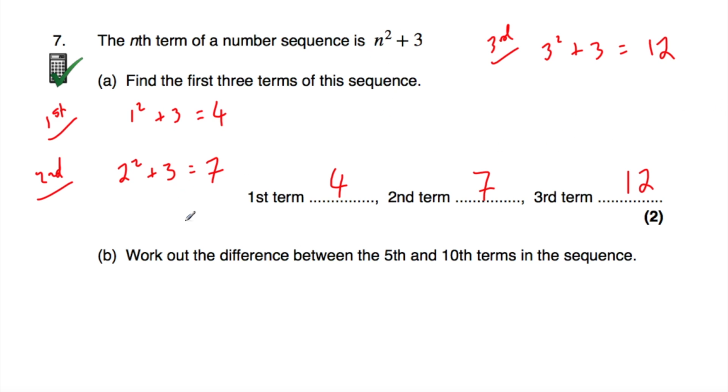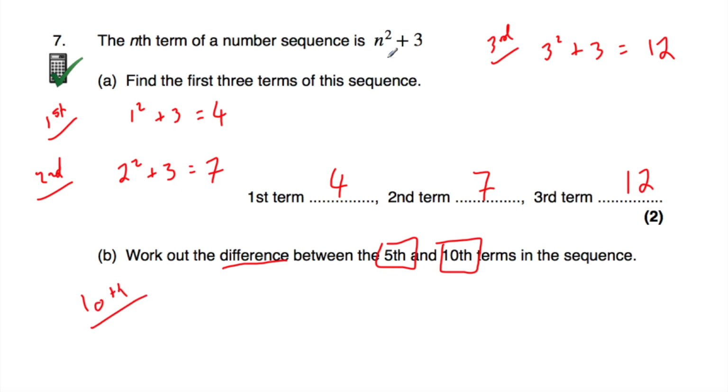Okay, then part B. Part B says work out the difference between the 5th term and the 10th term in the sequence. So we want to find the difference. The difference, remember, is what we get when we subtract 2 numbers. So we need to work out the 5th term and the 10th term in the sequence and then subtract them. So let's find the 10th term to begin with.